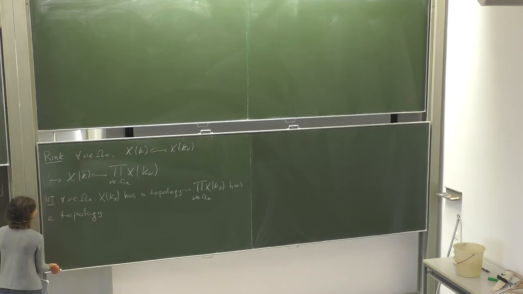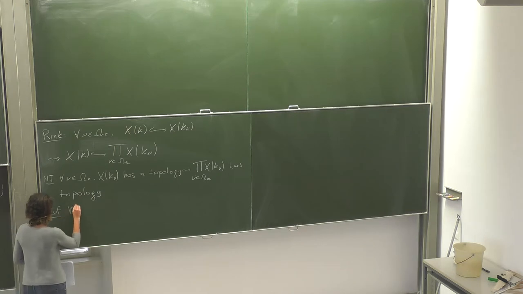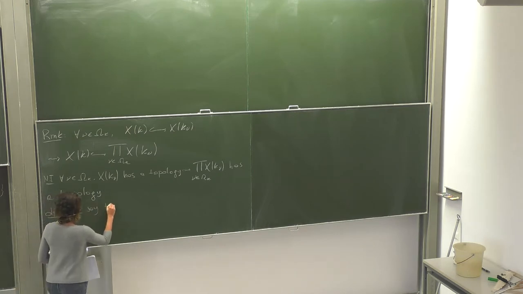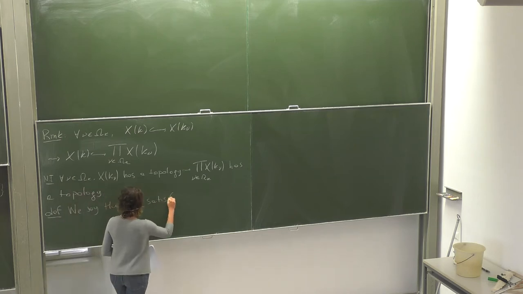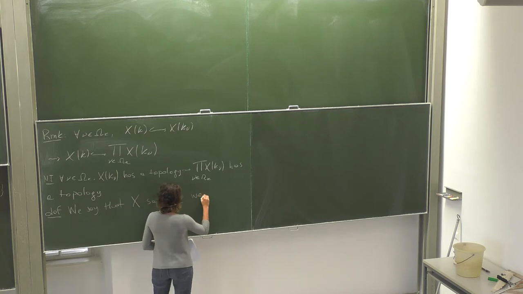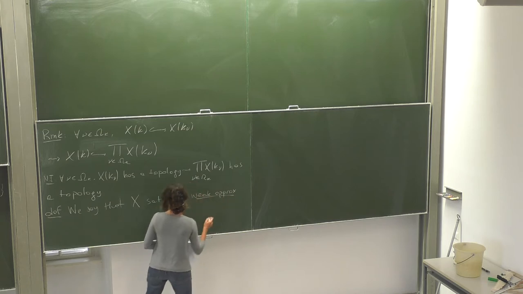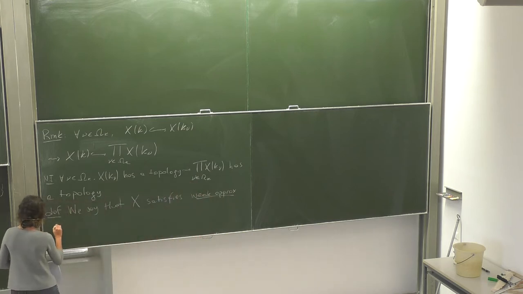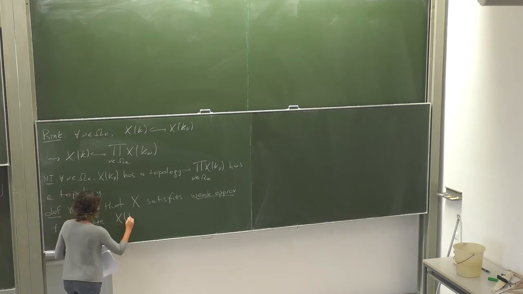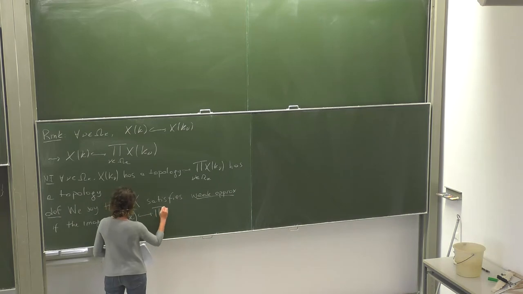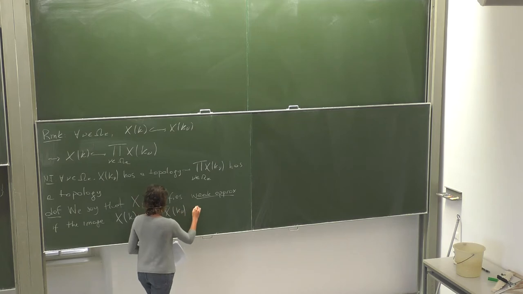Okay, and so we are ready to give the definition of weak approximation. We say that X satisfies weak approximation if the image of the K-points inside the product over all the places of the K_nu-points is dense.